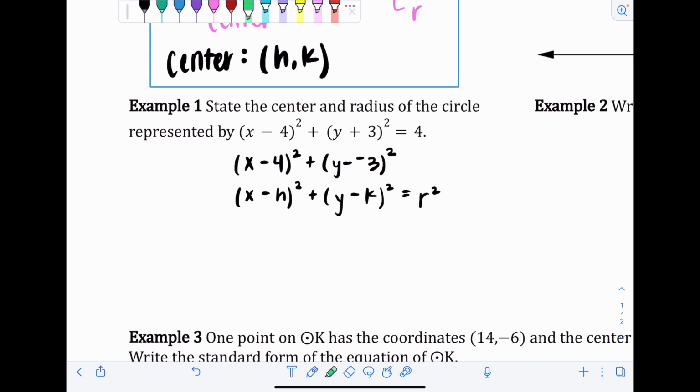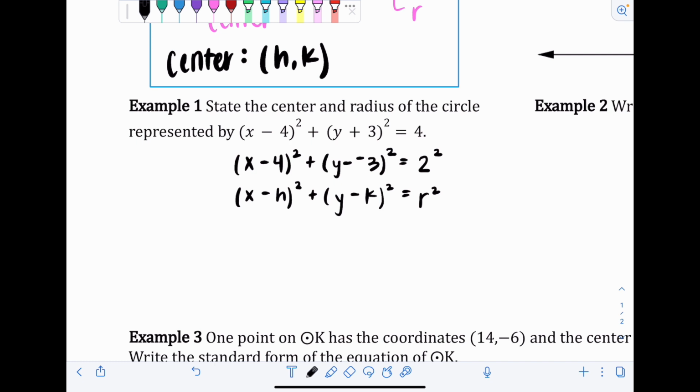Anytime you see a y plus where there should have been a y minus, it's because of a double negative, because that first minus is there automatically from the formula. To turn that first minus into a plus requires a double negative. And at the end, we have just a 4, but we're supposed to have a number squared to get r². So I can rewrite 4 as 2². Now I'm rewriting it like that, which makes it a lot easier to identify what h, k, and r are.